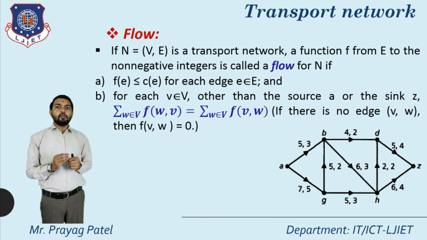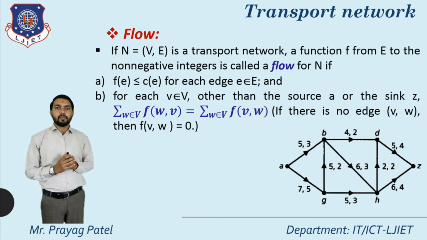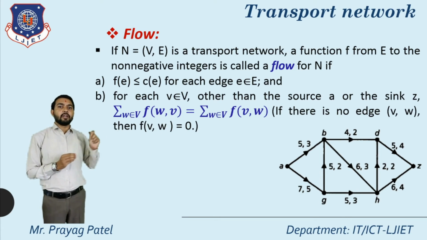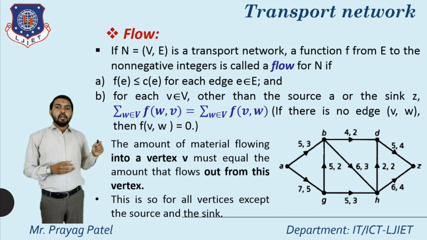So here, the incoming flow of a particular node and the outgoing flow of that node are the same. That means the incoming flow for node B is equal to the outgoing flow from B. Both are equal. So the amount of material flowing into a vertex must equal the amount that flows out of that vertex. So flowing in is equal to flowing out. This is called the flow conservation.